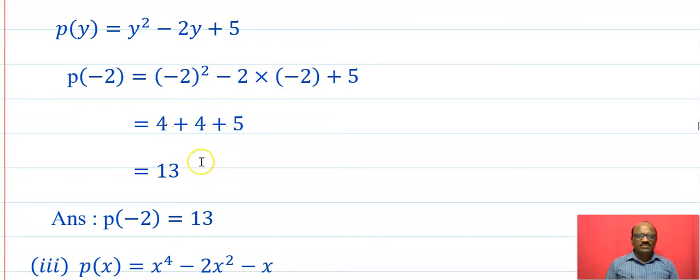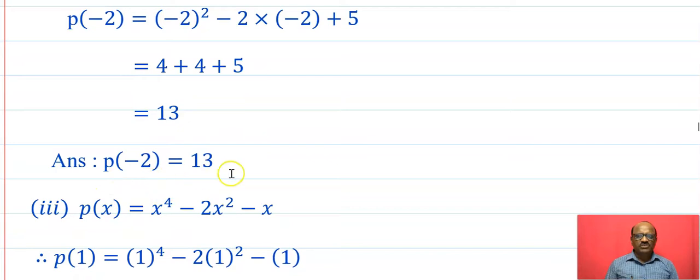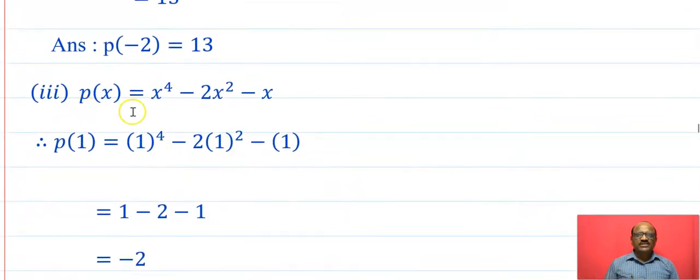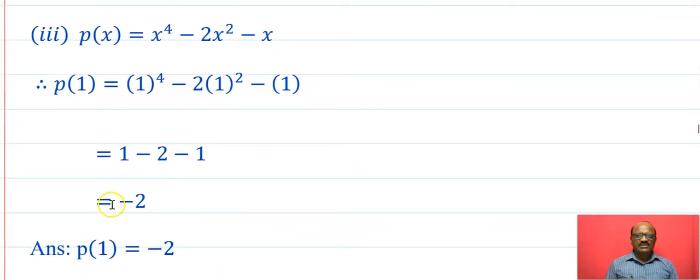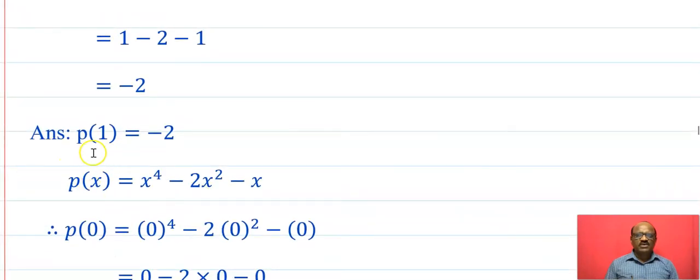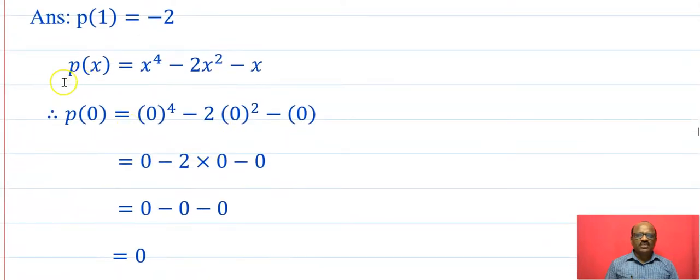Overall 8 plus 5 is equal to 13. P of minus 2 is equal to 13. Next, p of x is equal to x raised to 4 minus 2x square minus x. Again, first replace x by 1. That is 1 raised to 4 minus 2 into 1 square minus 1. Overall you will get 1 minus 2 minus 1, that is equal to minus 2. Therefore p of 1 is equal to minus 2.